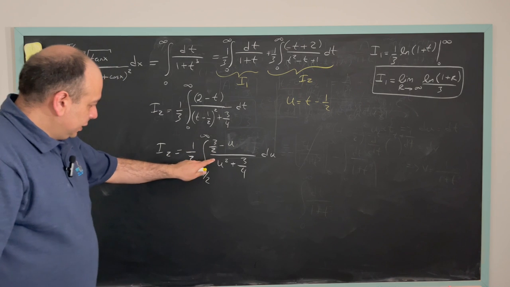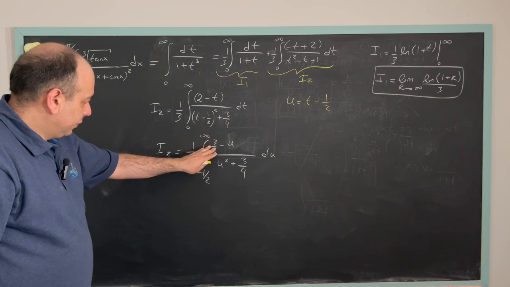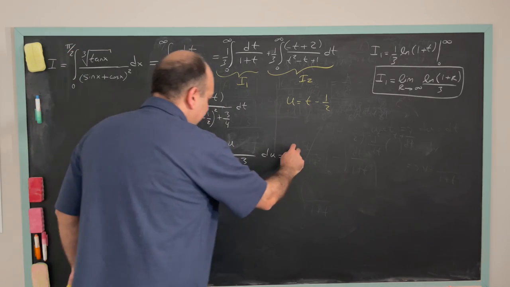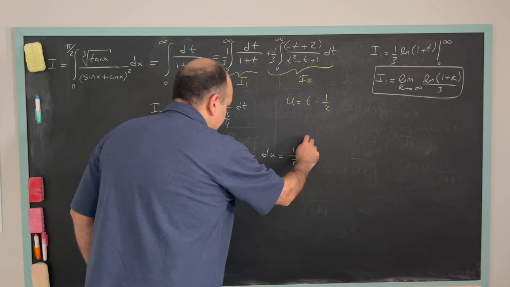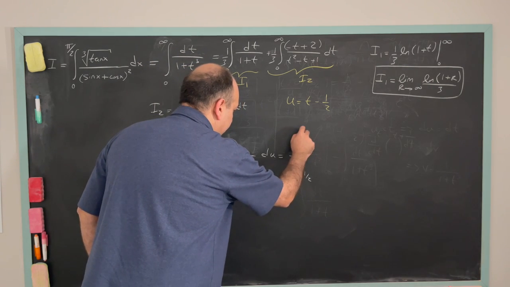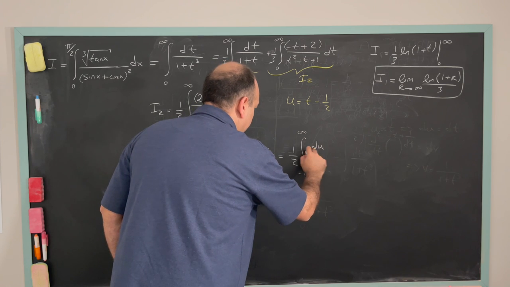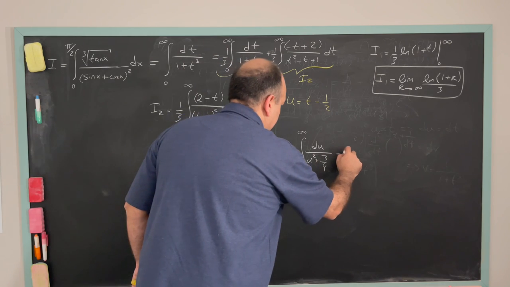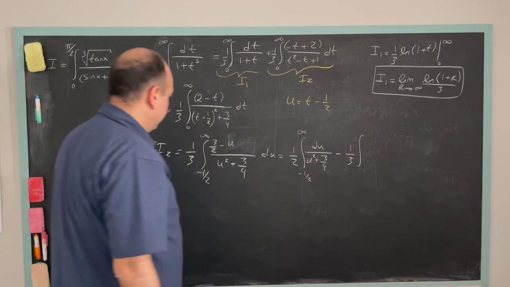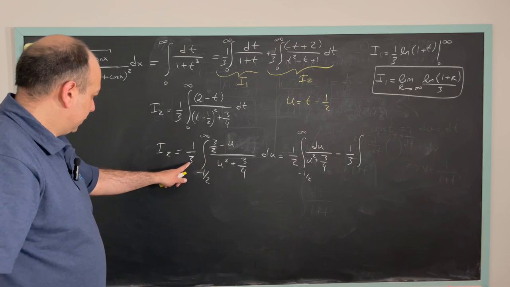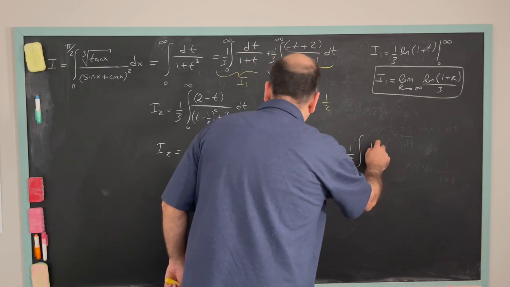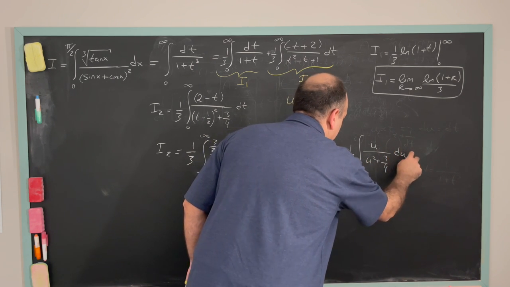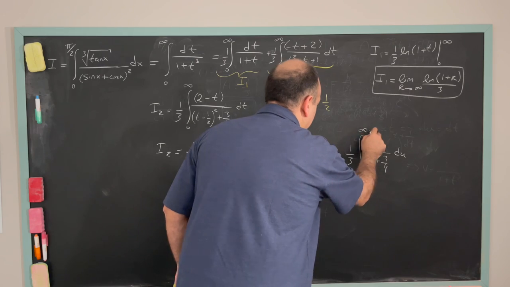So now we have actually two integrals here. The first one is 3 over 2 times 1/3, which is 1/2. So I can write this as 1/2 integral from minus 1/2 to infinity of du over u squared plus 3 over 4. Then I have minus 1/3 integral of u over u squared plus 3 over 4 du from minus 1/2 to infinity.